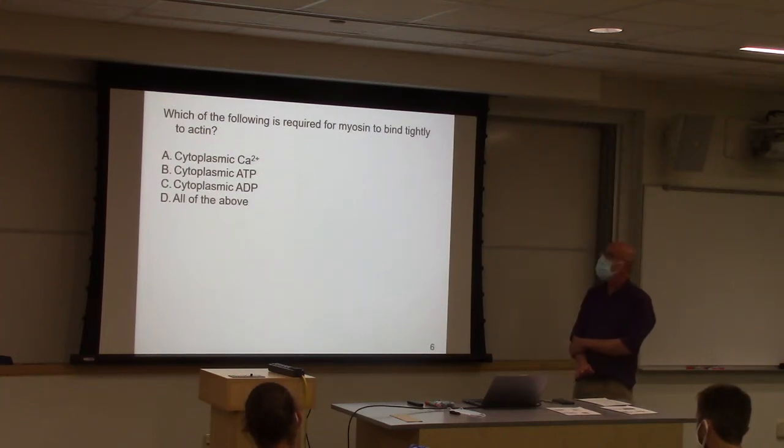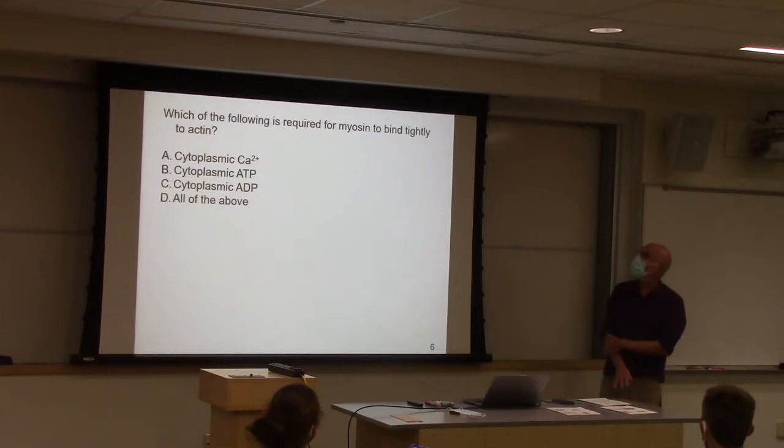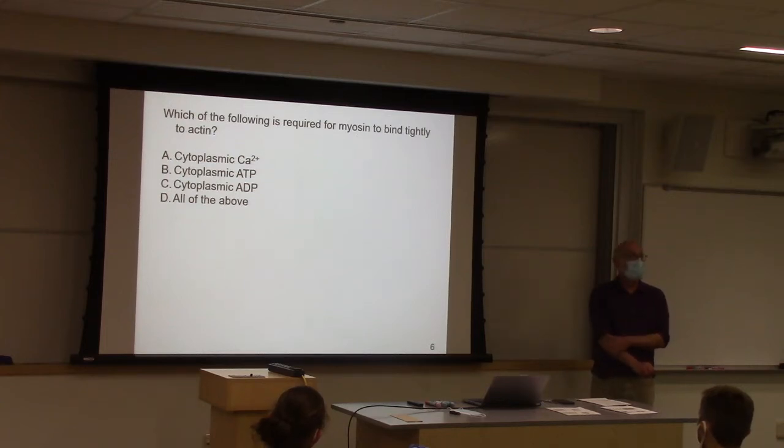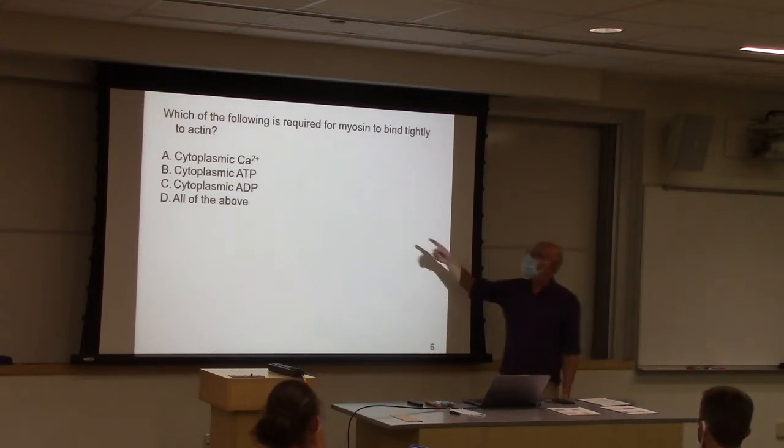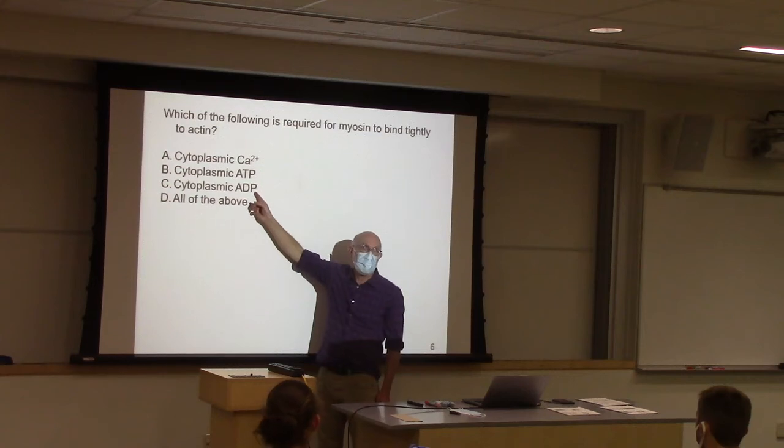So is cytoplasmic calcium required for myosin to bind tightly to actin? Yeah. Is cytoplasmic ATP required for myosin to bind tightly to actin? No. Cytoplasmic ATP is required for myosin to let go of actin. But if it's not free, can it not bind again? So you're going to the next cycle. After hydrolysis of ATP to ADP, that's what allows the myosin to bind tightly to actin again.